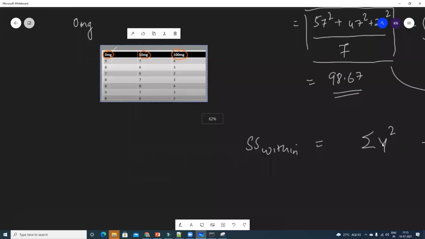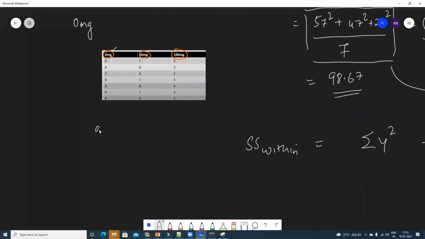See, what is this y square? How do we compute y square? We will take every value, like 9, and do its square. Then we'll take 8 and square it, then 7 and square it. Like this, we'll do everything as a square, and then we'll do the summation. Then how many total values will we get, guys? Tell me.